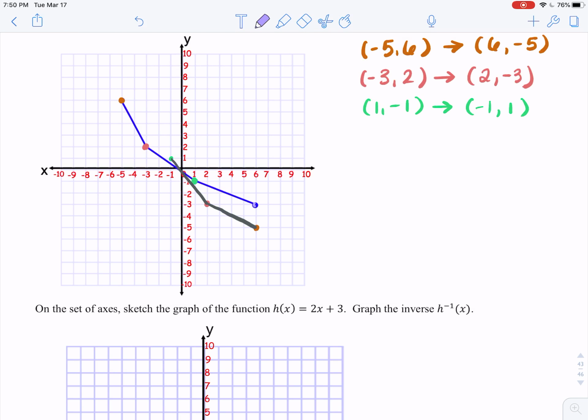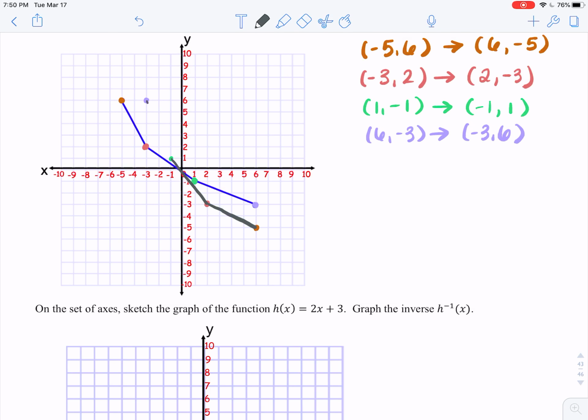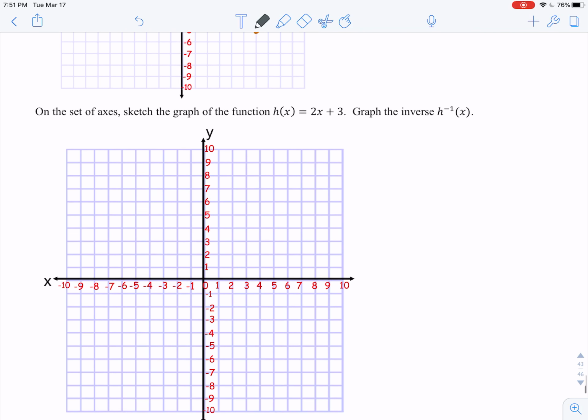Let's do this last point in purple. (6, -3). If that is my coordinate pair, the inverse is going to be (-3, 6). If I plot that, (-3, 6), and then I connect. I just graphed the inverse of my function. Beautiful.